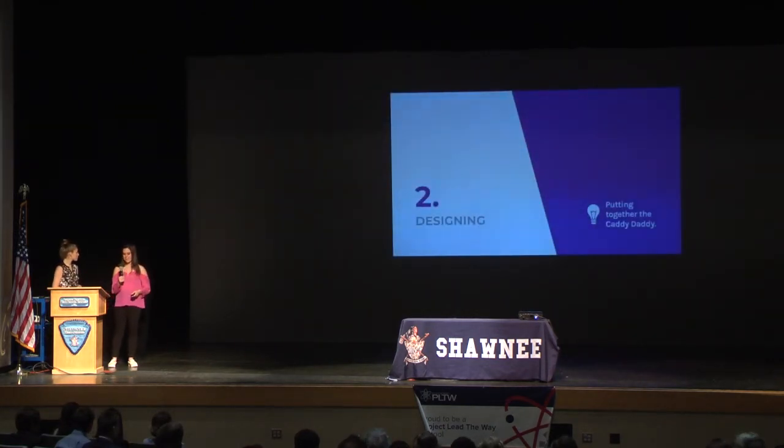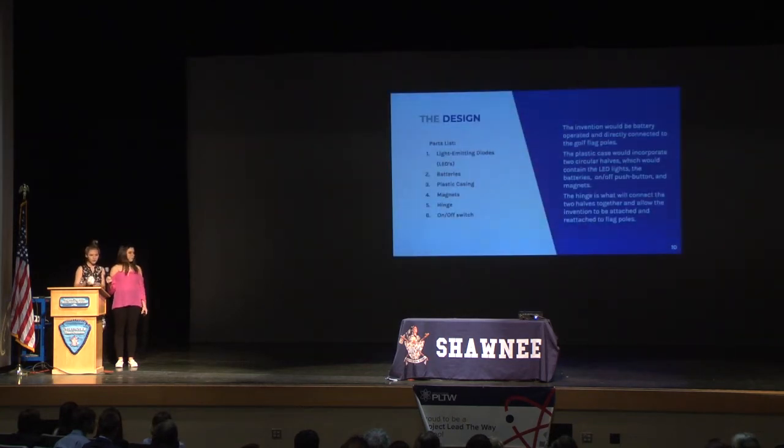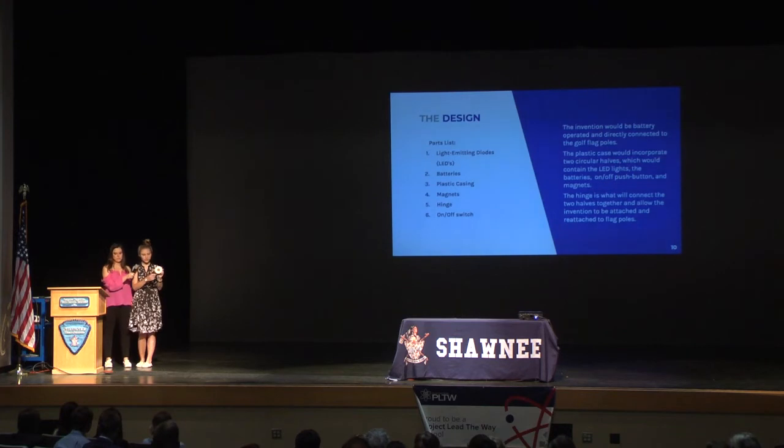So on to our designing process. All right, so I'm just gonna explain our product real quick with all the parts and components. Our product is two plastic casings put together. We have 10 LED lights configured in a circle and an on and off switch on the back. It's connected with a hinge. Originally our design was to have it closed with magnets, but due to time constraints, we used a hook instead. And as you can see, it lights up to emit light.